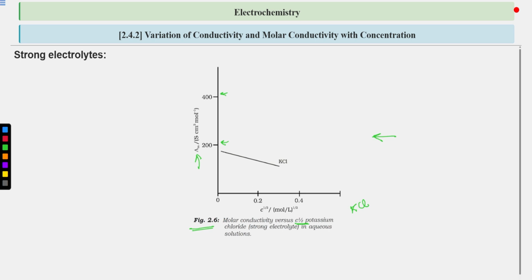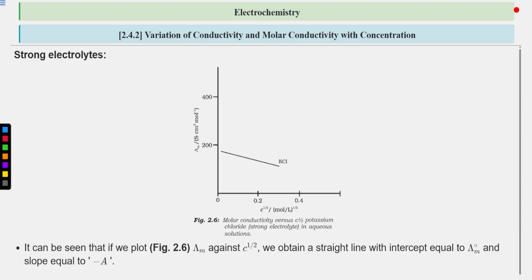On the x-axis, we have taken the C power half, or you can also take it as under root C, under root of concentration in mole per liter. If you observe for the strong electrolyte, we are obtaining a straight line with a decreasing slope. So you can see we have this line representation. This is the representation of a strong electrolyte, the molar conductivity versus concentration graph for potassium chloride.